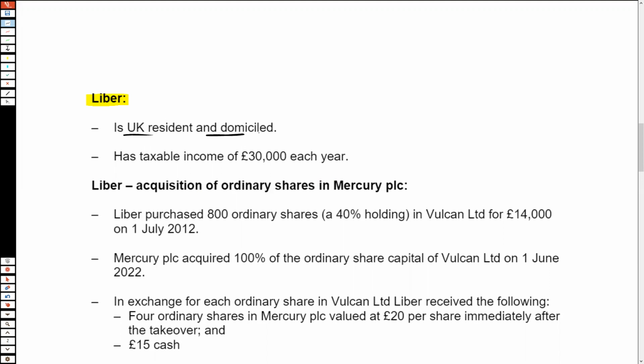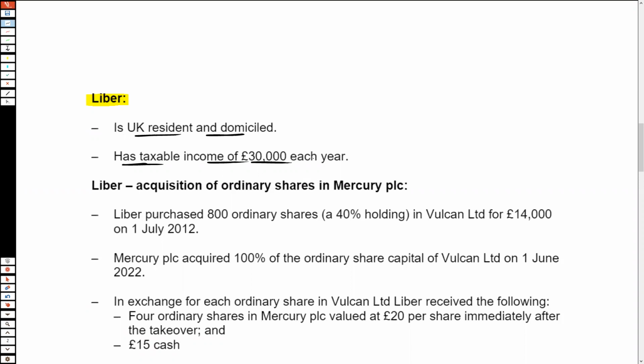If a person is UK resident and domiciled as well, it means the person's overall worldwide gains are subject to UK taxes. I repeat, what exactly do you mean by UK resident and domicile? If a person is UK resident and also UK domicile, then the worldwide gains for such person are subject to UK taxes. He has taxable income of 30,000 each year.